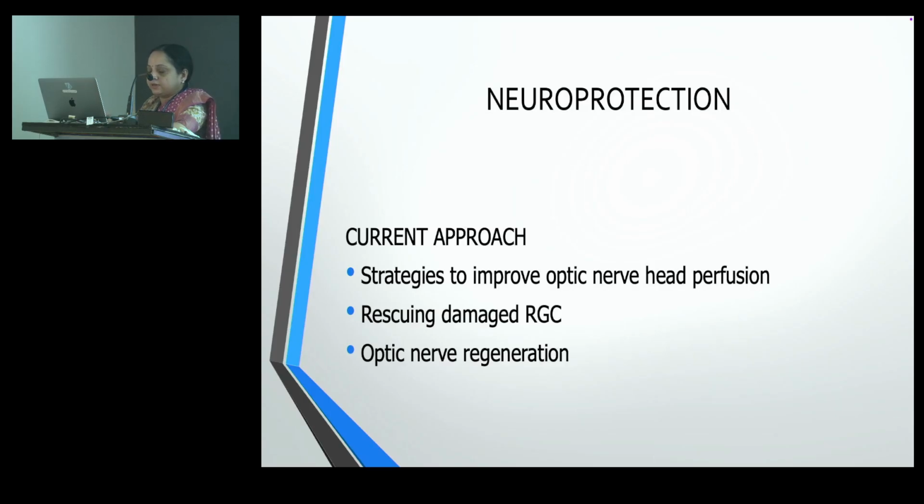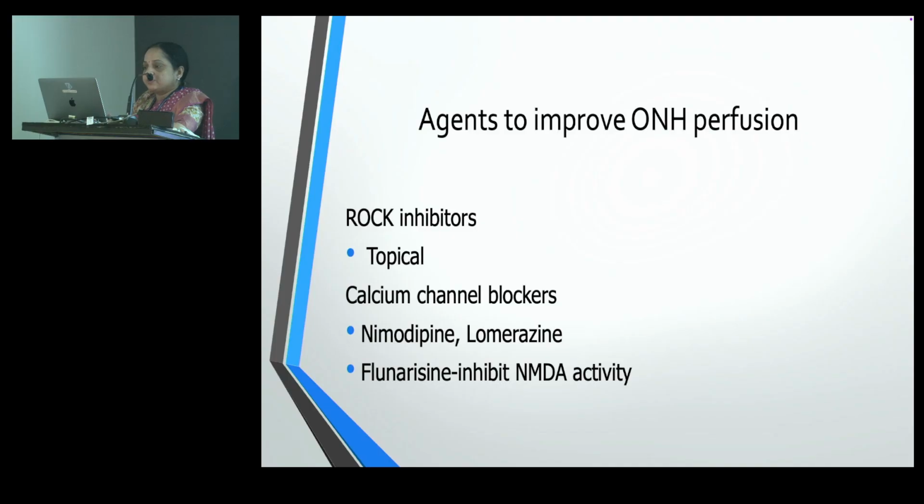Neuroprotection refers to any treatment intervention that is used to prevent retinal ganglion cell death. The current approach is strategies to improve the optic nerve head perfusion, rescue the damaged retinal ganglion cells, and promote optic nerve regeneration. Agents to improve optic nerve head perfusion include carbonic anhydrase inhibitors, ROCK inhibitors, and calcium channel blockers like nimodipine, lomerizine, and flunarizine.